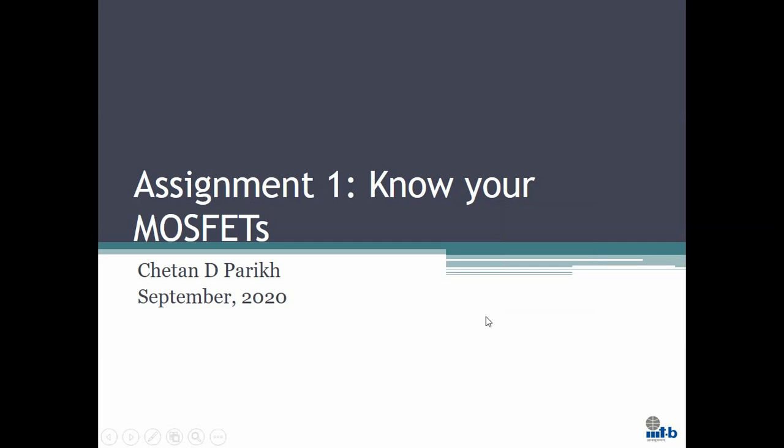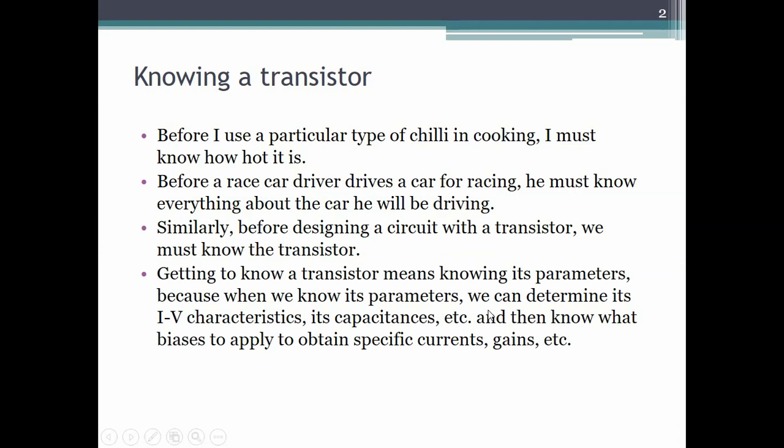Alright, so this lecture is about assignment 1, which I have called Know Your MOSFETs. Alright, so let's talk about knowing a transistor.